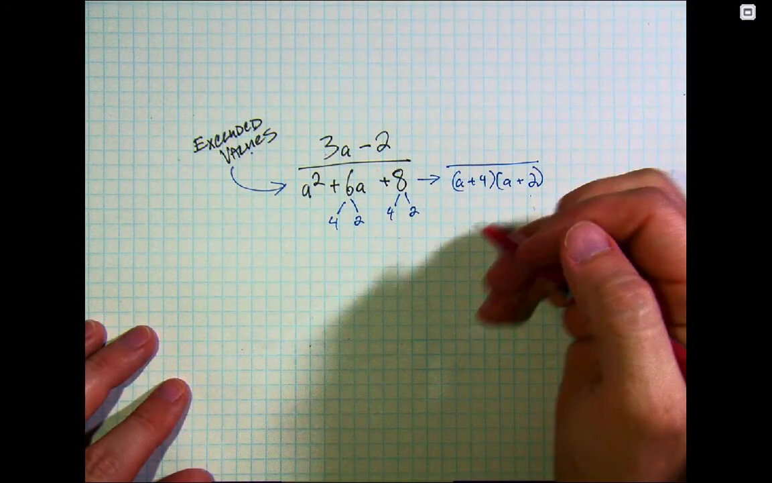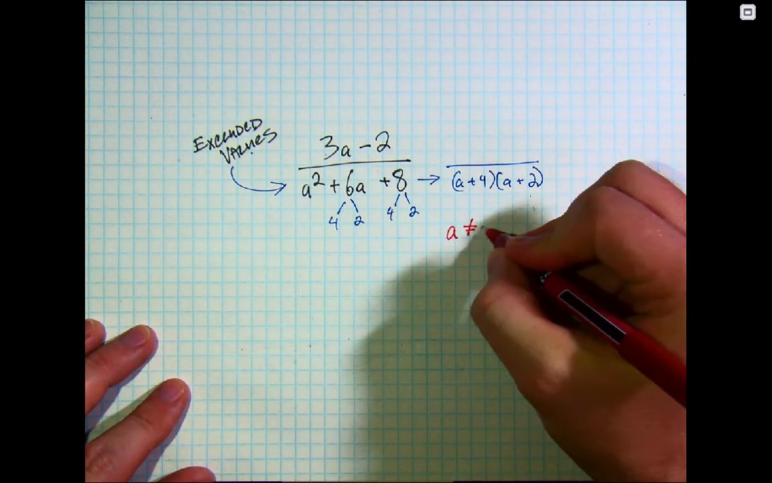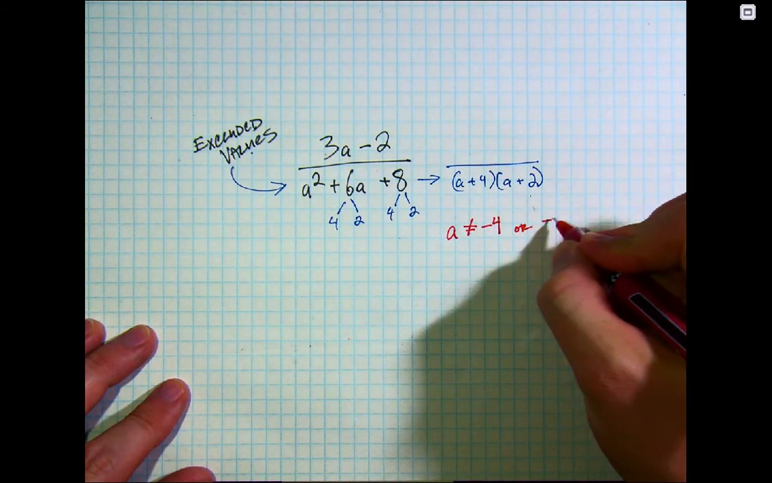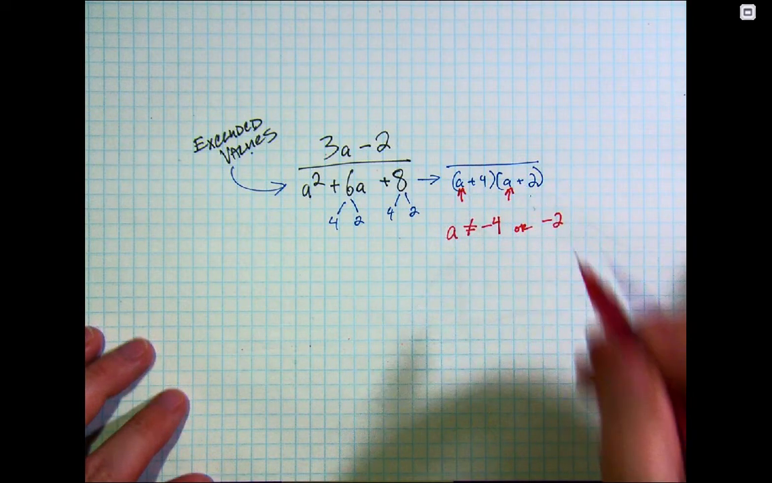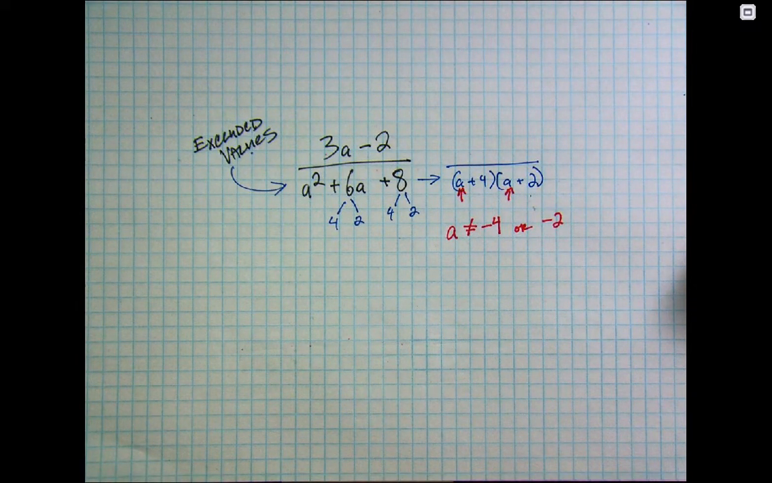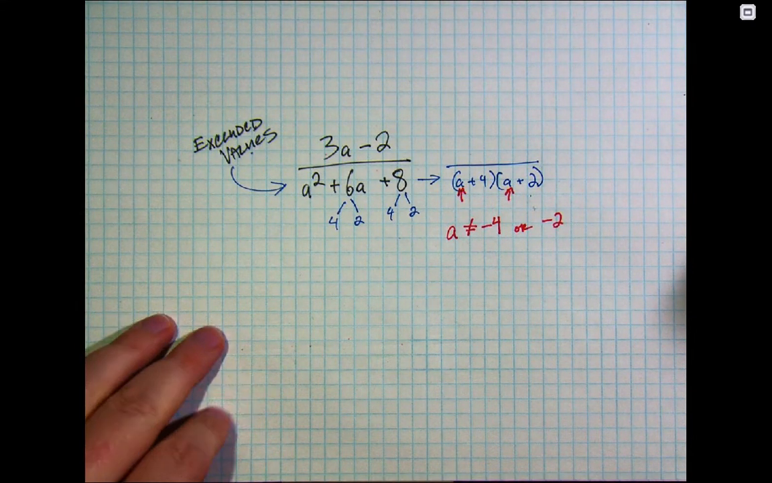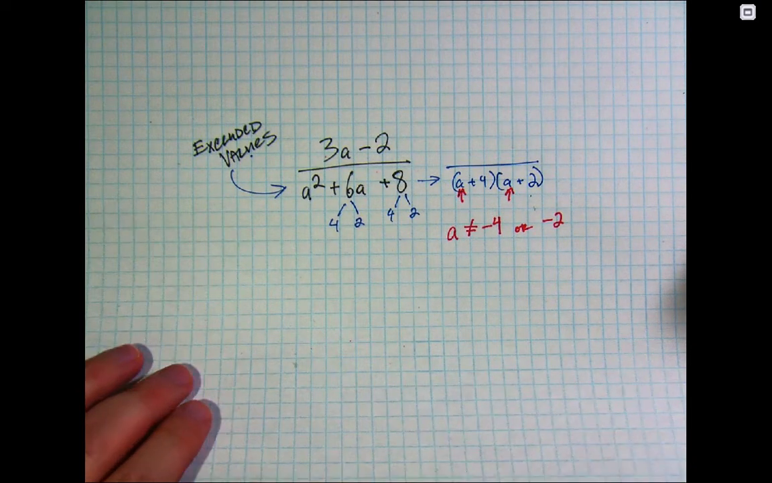So what are my excluded values here? A cannot equal -4 or -2, because either one of those would make a 0 on the denominator, and that is illegal, impossible. Finding excluded values, still important, still pretty easy.